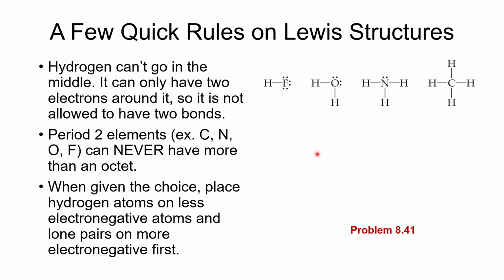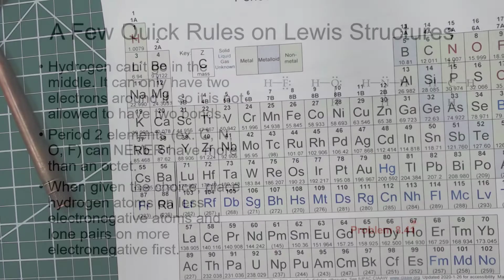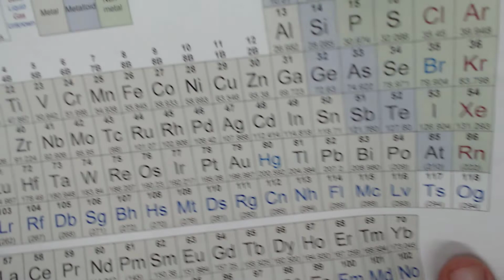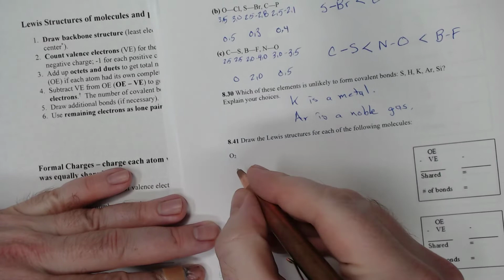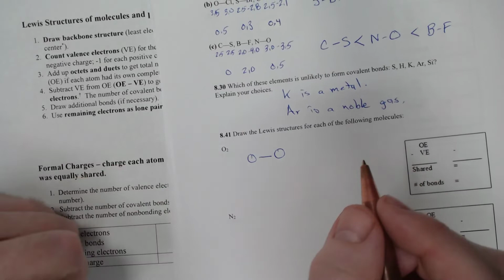So let's look at 41. You're probably getting sick of looking at this. Come over here. I've got our handy dandy periodic table to look at, and we'll just start with this. So our first step, and I'm going to put this right here so we can refer to it. First thing, draw the backbone structure. So we've got oxygen here, so we'll put oxygen, oxygen. That's our backbone. All right, count the valence electrons.